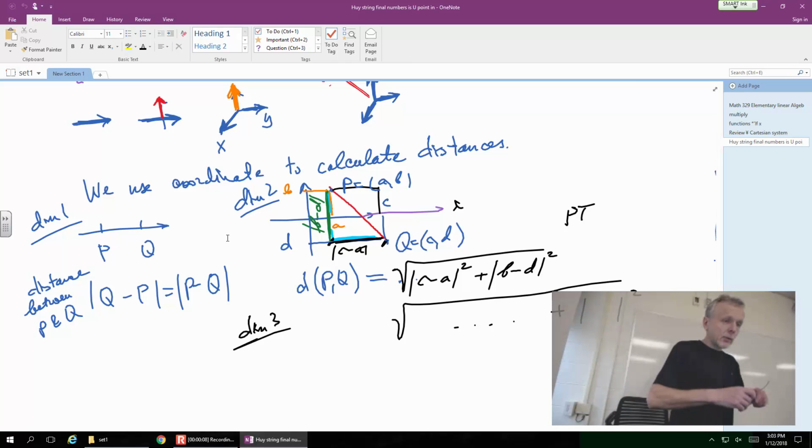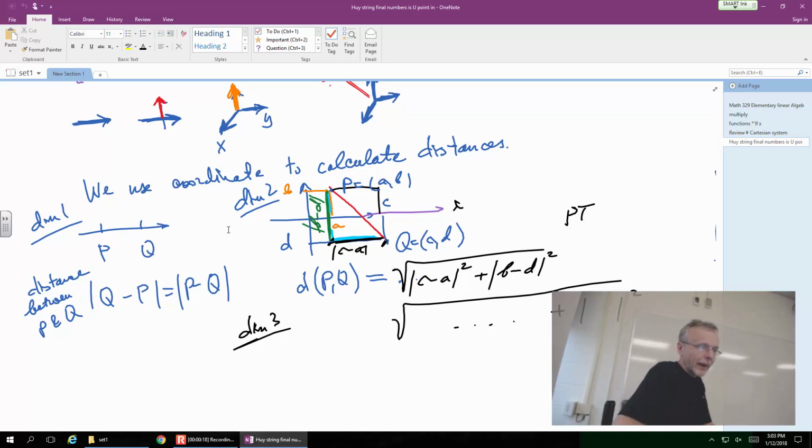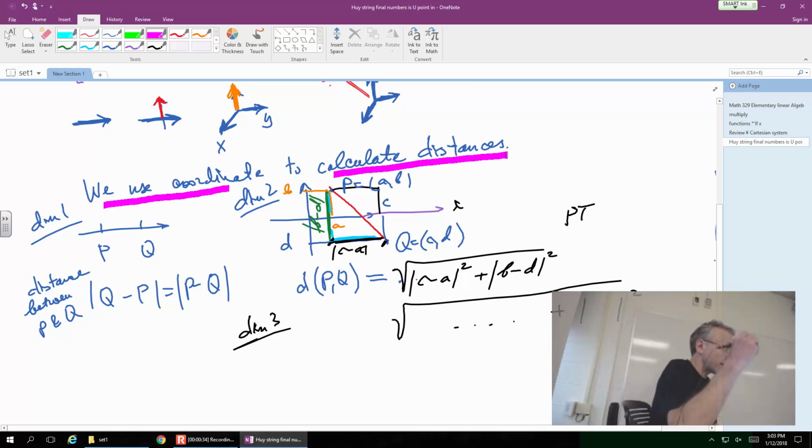Okay, so we continue the review/preview of linear algebra. What we were looking at last time was how to use coordinates to calculate distances, rather than measure.